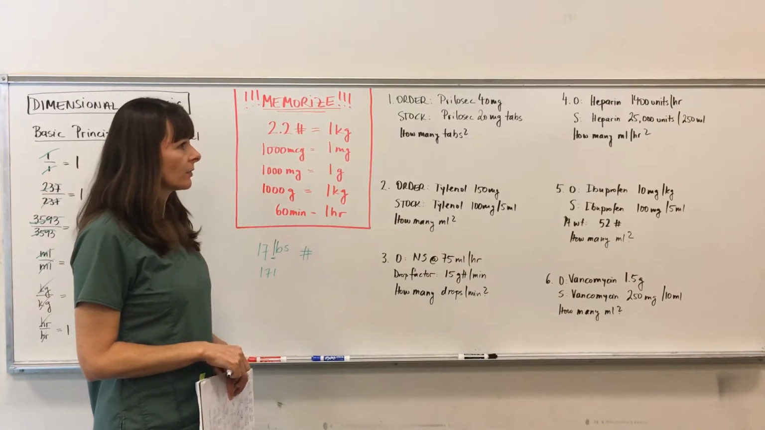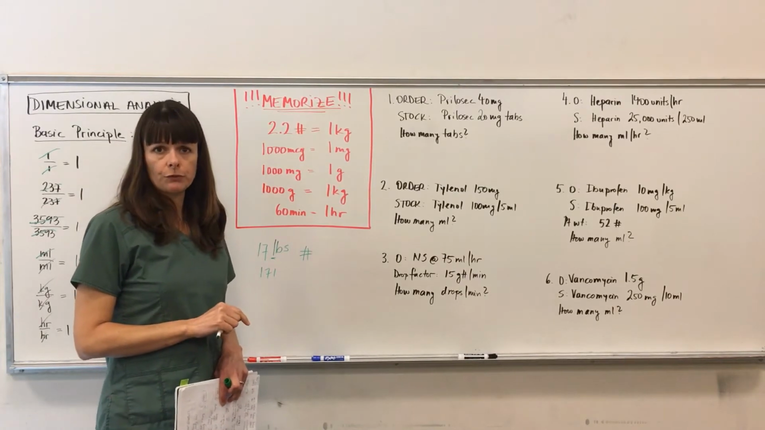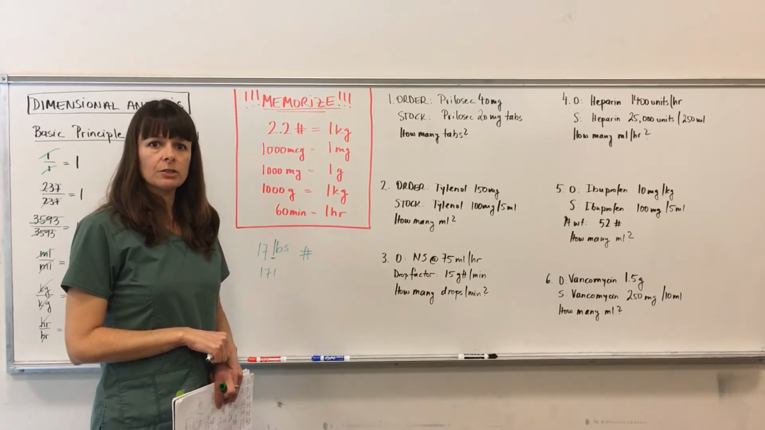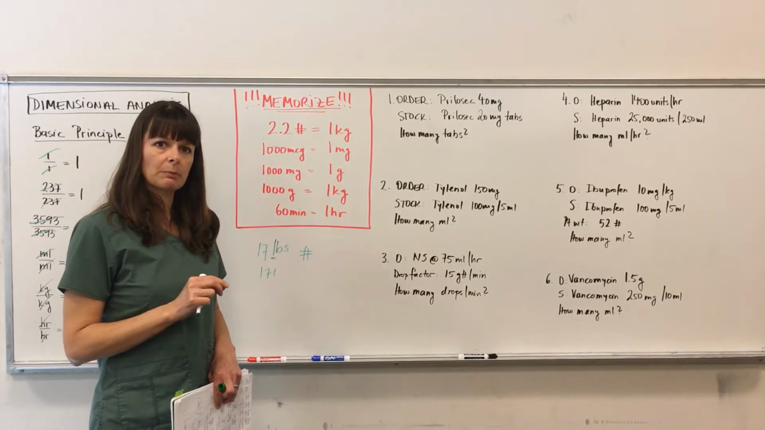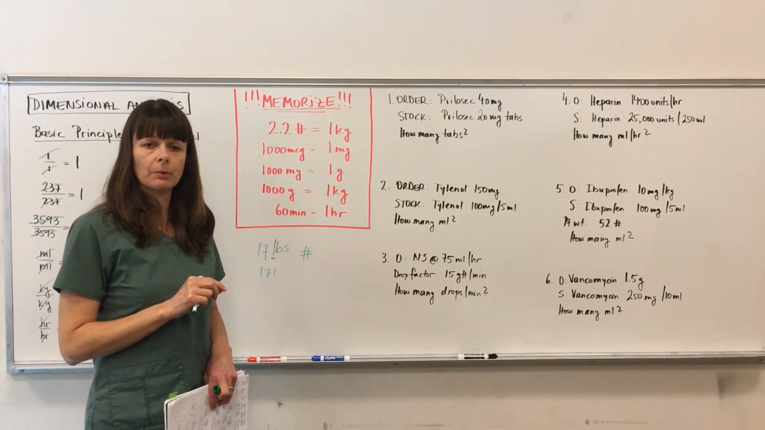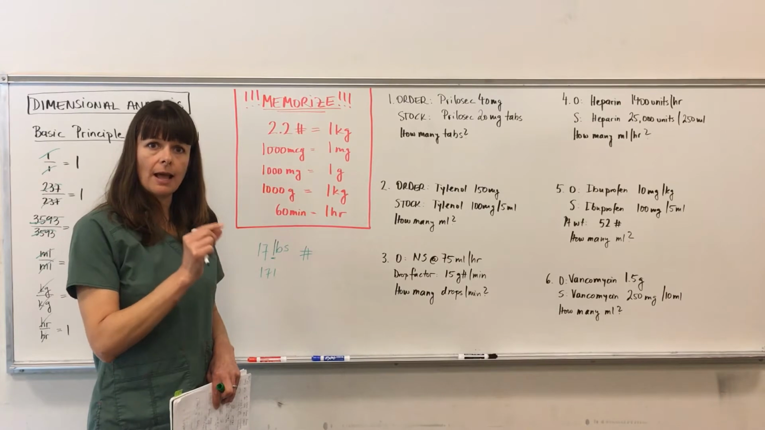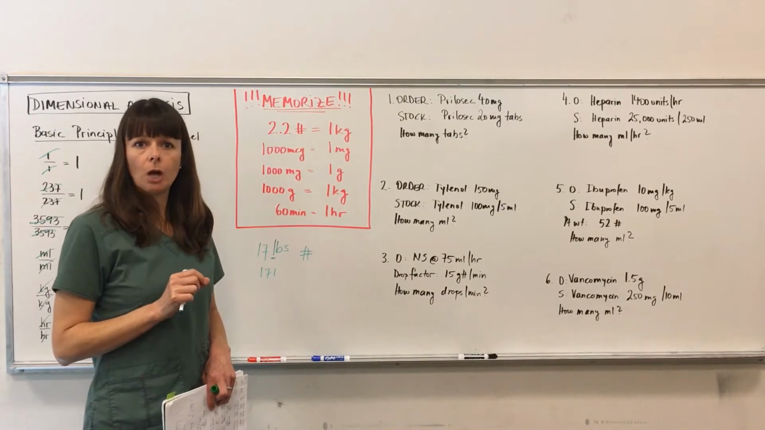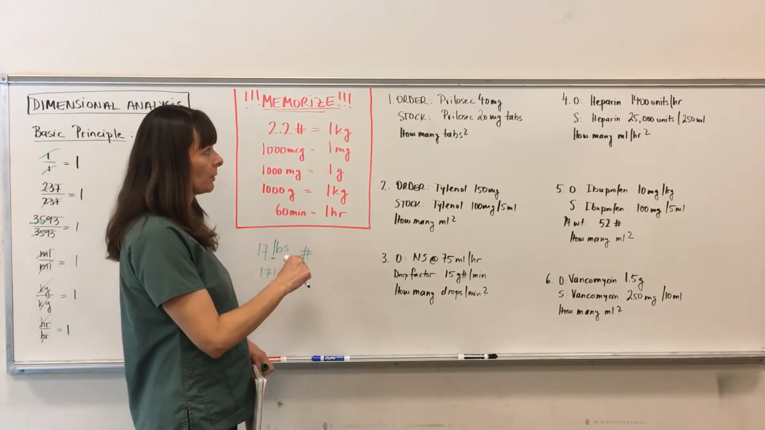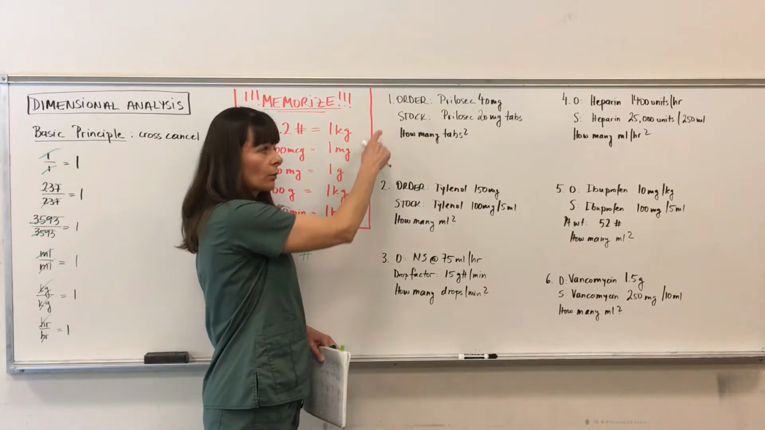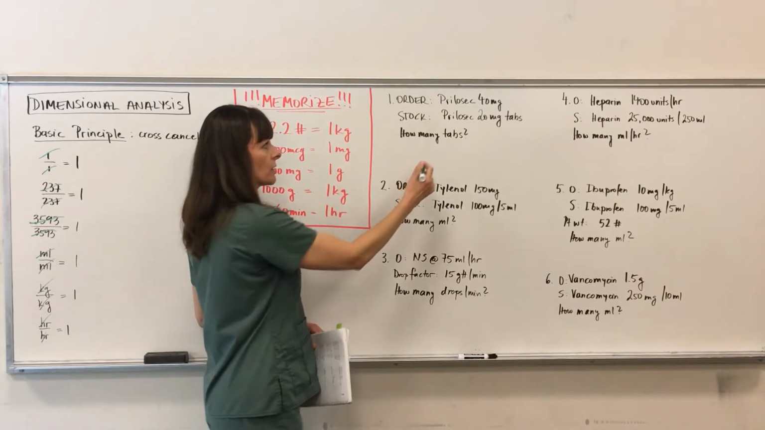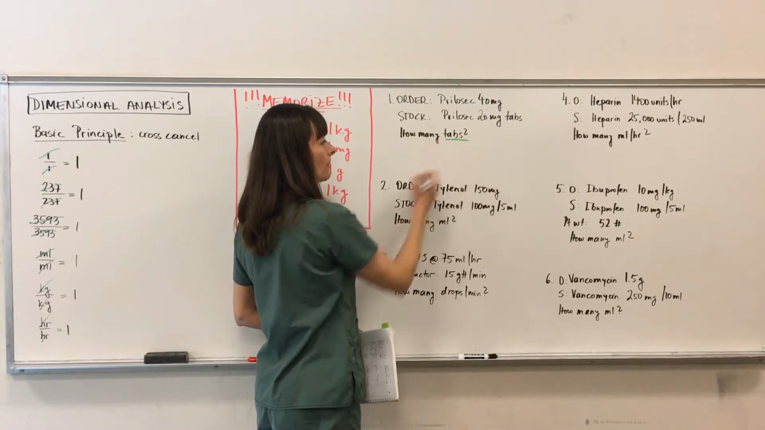So I've written down several examples. Bear with me, the first few are very simple that you could probably even figure out in your head, but I just really want to get to the very basic principles of dimensional analysis and see how it's applied in even very simple examples, and then from there we can move to more complicated, more in-depth math problems. So first example here, we have an order for Prilosec 40 milligrams, and we have available 20 milligram tablets. And the question is, how many tabs are we going to administer?